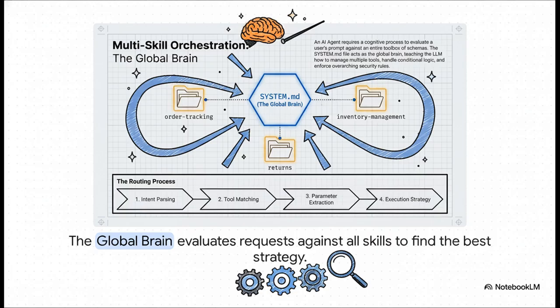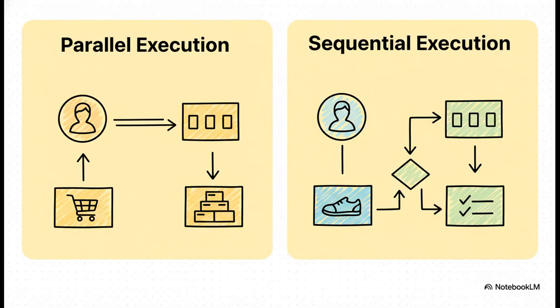So if you ask, "Hey, check on my order and what's your inventory look like," the global brain knows that's a two-parter, and sends it to two different skills. And this brain, this orchestrator, it really has two main plays it can run. First is parallel execution. This is for your "and" questions. Check my order and my inventory. It runs both tools at the exact same time, which is way more efficient.